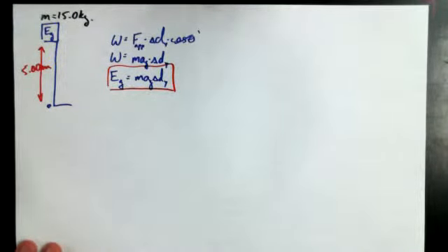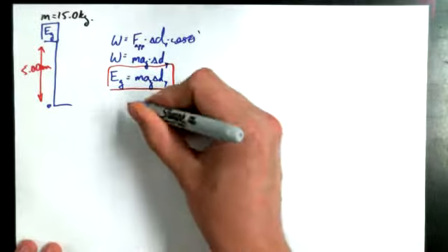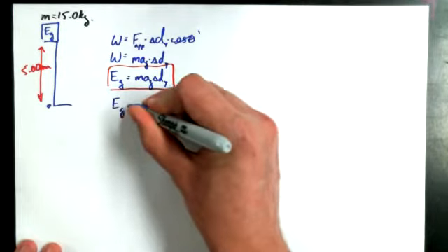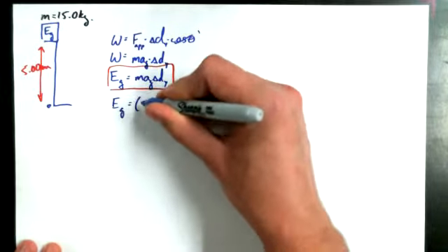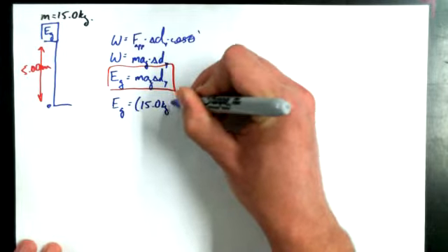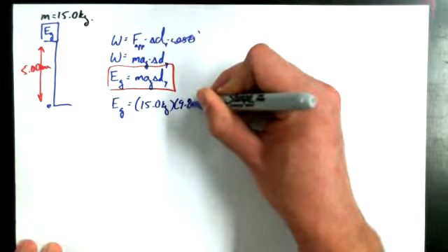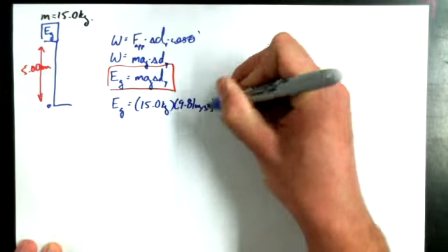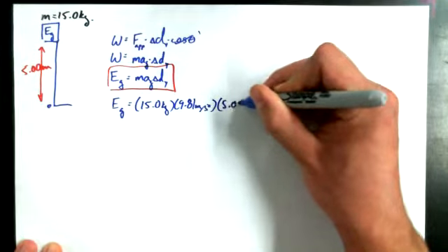Gravitational potential energy is easy to calculate. It's mgd, or mgh if you throw in all the subscripts. Having said that, let's very quickly calculate the gravitational potential energy again. I know we did it once before with the same scenario, but let's just get it all written out: 15 kilograms times 9.81 meters per second squared times 5.00 meters.